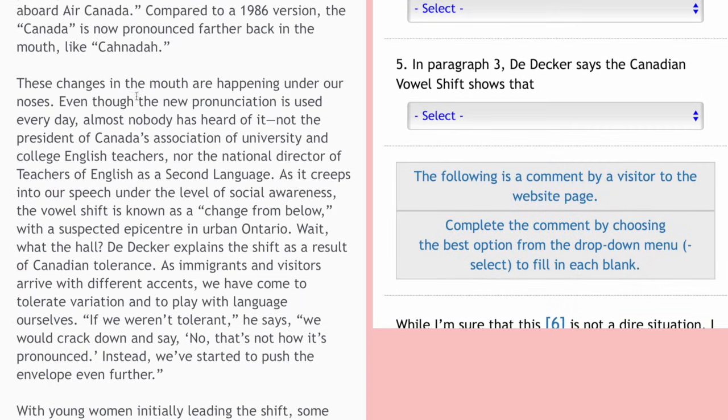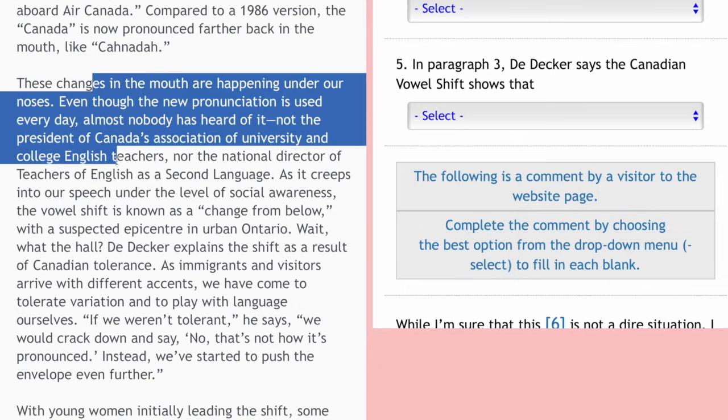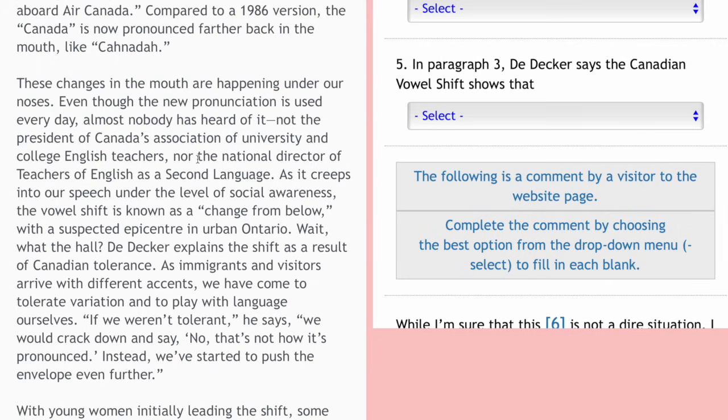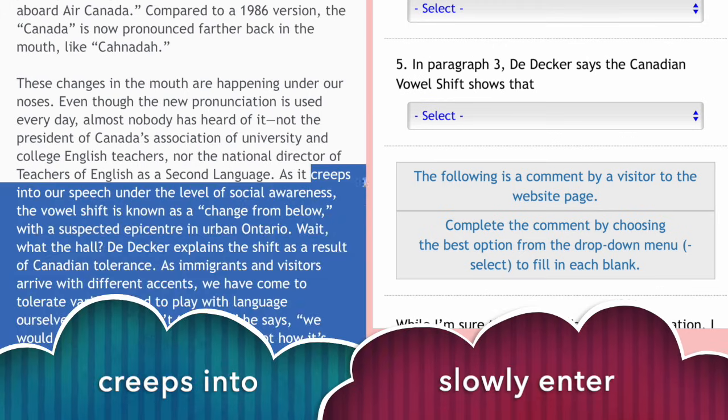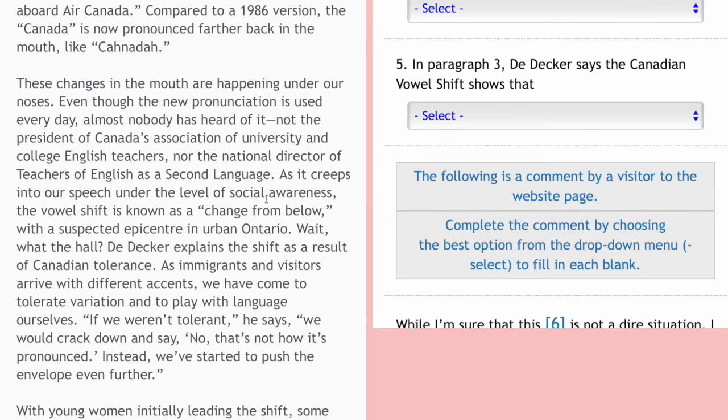These changes in the mouth are happening under our noses. Even though the new pronunciation is used every day, almost nobody has heard of it. Not the president of Canada's Association of University and College English Teachers, nor the national director of Teachers of English as a Second Language. Okay. So it says that it's happening everywhere, but we don't really see it, or no one is talking about it. As it creeps into our speech under the level of social awareness, creeps into means slowly comes in, and we don't know it or we don't realize it.